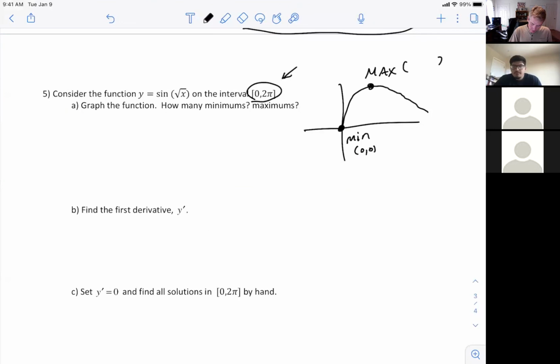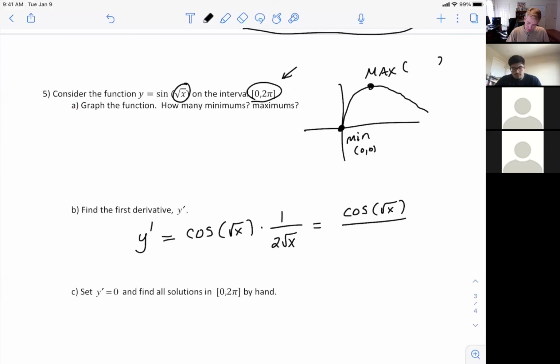So find the derivative. So the derivative of sine is cosine. So that'll be cosine the square root of x. And then the chain rule says, now it's time to take derivative of the square root of x. So that's going to be 1 over 2 times the square root of x. Or you could rewrite this as the numerator has cosine the square root of x times 1. And the bottom has 2 radical x.